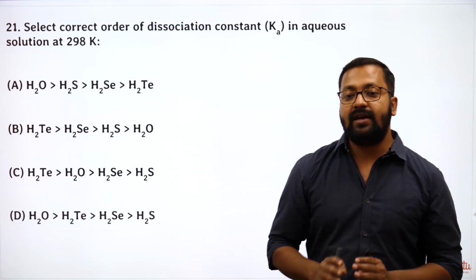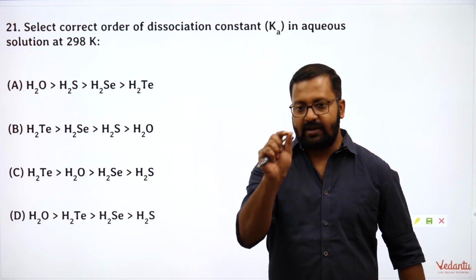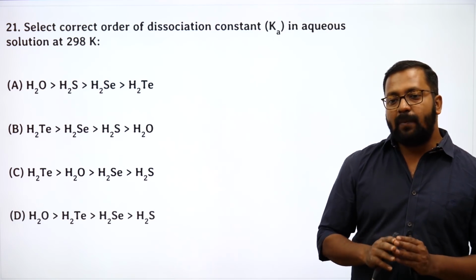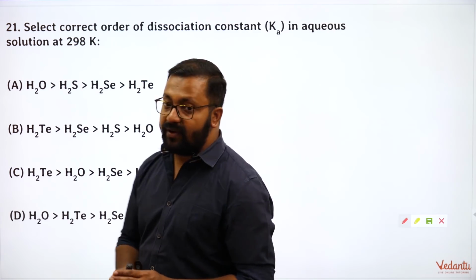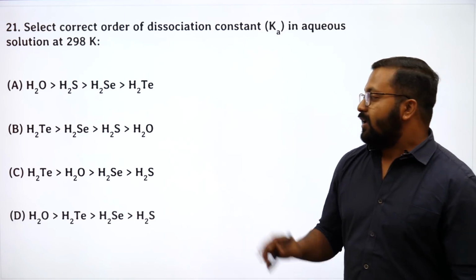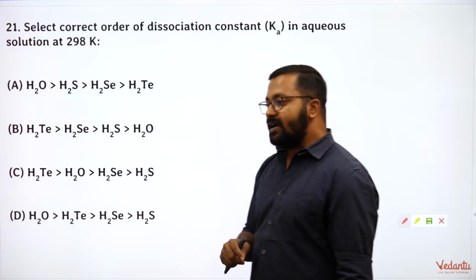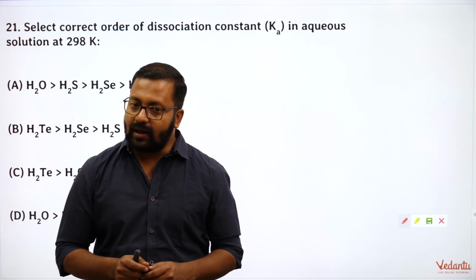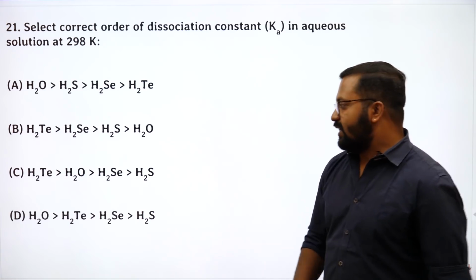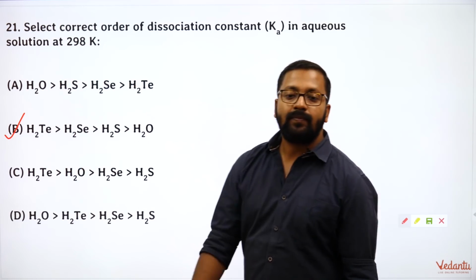Now जैसे जैसे हम नीचे आते हैं size of atom increase करता जाता है and the strength of the bond between the central atom and hydrogen decreases. So the bond between tellurium and hydrogen will be very very weak as compared to the bond between hydrogen and oxygen, and so the bond will break very easily. If the bond breaks easily, I will end up getting an H plus ion very quickly, and so the acidic strength down the group will always increase. So the right answer to this question is B.